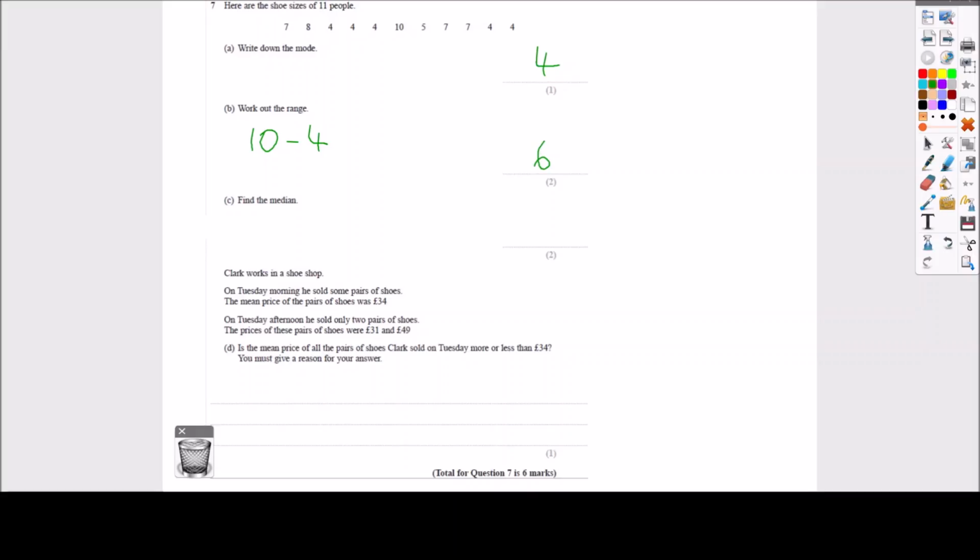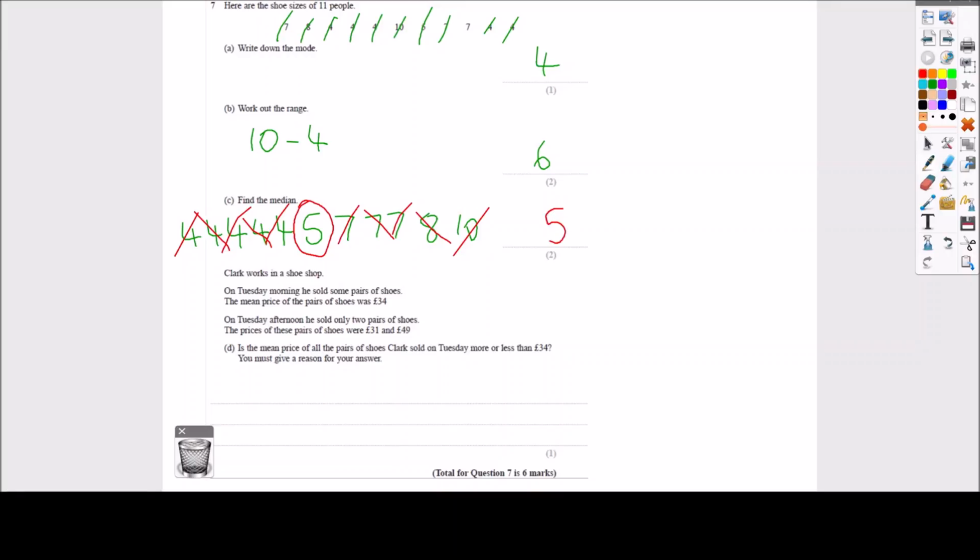Now, the median is the middle one once you've put them all in order. So let's put them in order first of all. So we've got 5 4s. 1, 2, 3, 4, 5. We've then got 1 5. We've then got 3 7s. And an 8 and a 10. Now, to work out the middle one, if I were you, I would just work your way in from the edges. So take out the smallest and the biggest, and take out the next one, and so on. And that leaves me with 5 in the middle.